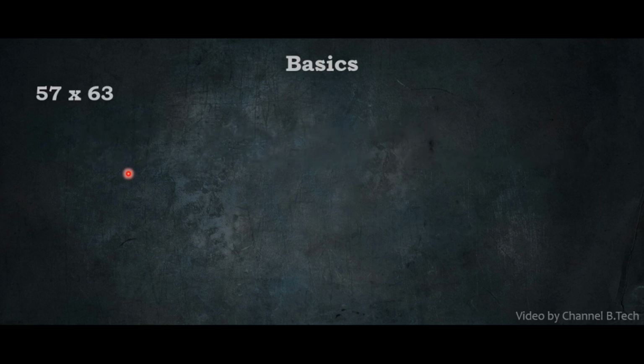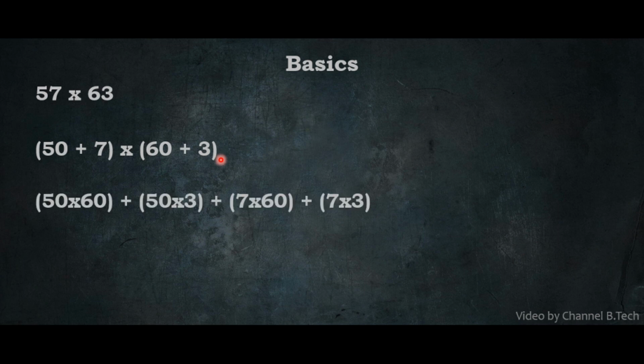So I am going to take the same numbers 57 and 63. I can write that as 50 plus 7 into 60 plus 3. So this can be further expanded as 50 into 60 plus 50 into 3 plus 7 into 60 plus 7 into 3. So 3000 plus 150 plus 420 plus 21.